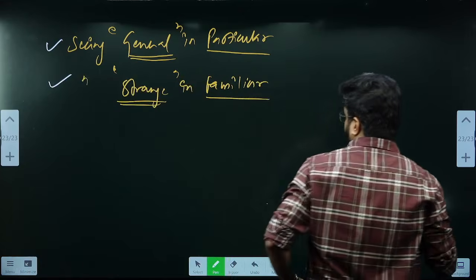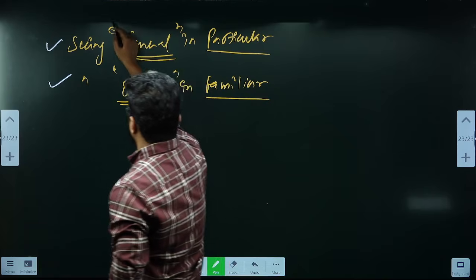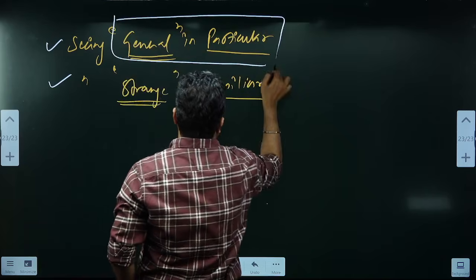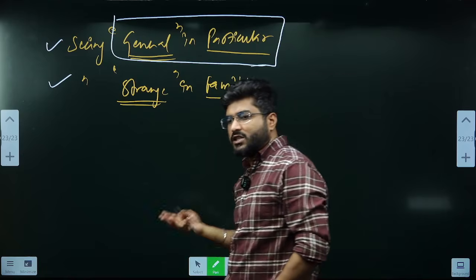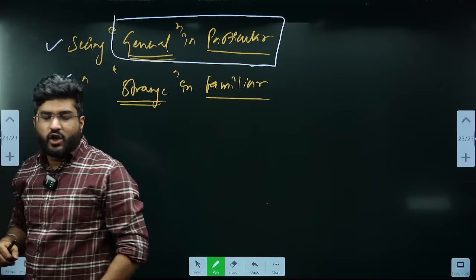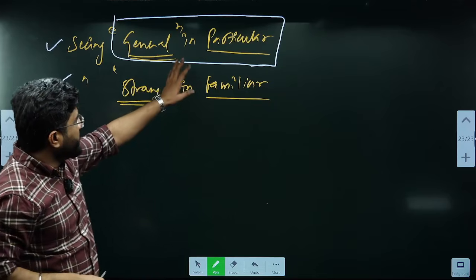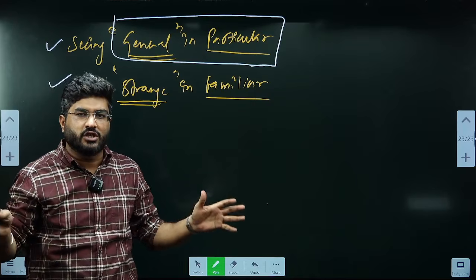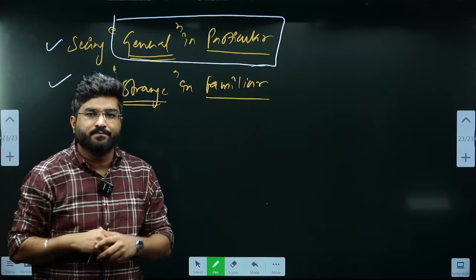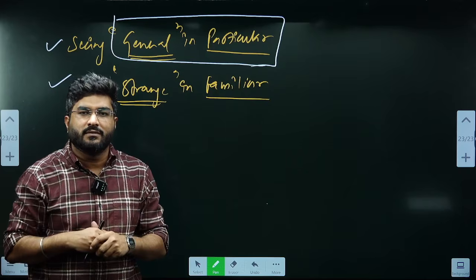Now what does it mean? Seeing the general in the particular. Whatever relationships and social interactions you see in society, you tend to find out why this particular domain, social institution, or social relationship has been continuing in this way. Why can there not be a different way?